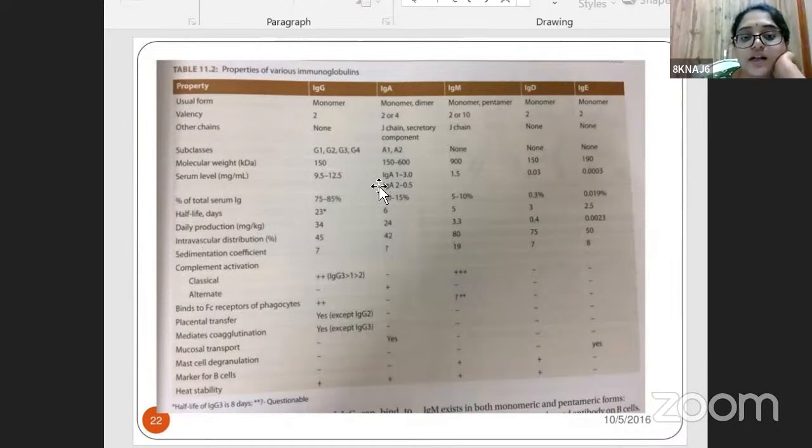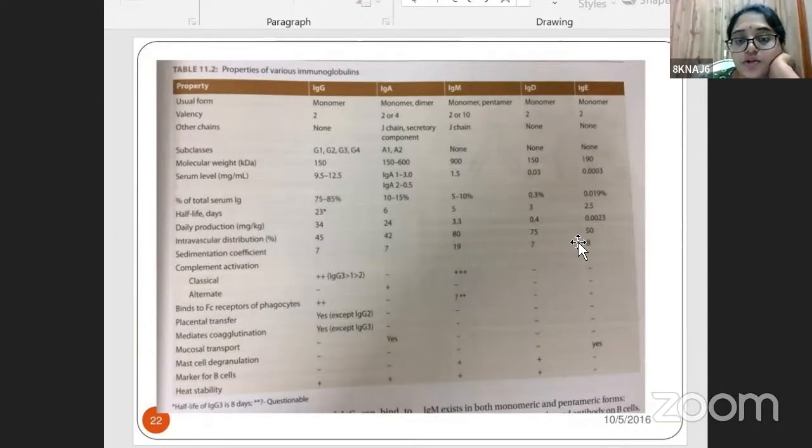Half-life is also given. That is the amount of time that it can survive, which is around 23 days. Others have a lesser half-life, in fact. Daily production is also quite a bit. In milligrams per kilo, if you see 34 milligrams in IgG, the rest are all very minute in comparison.